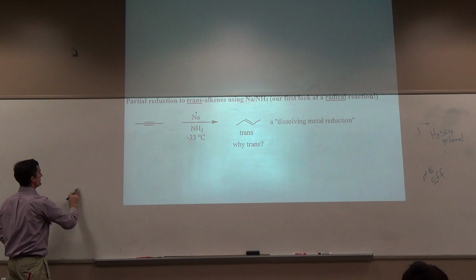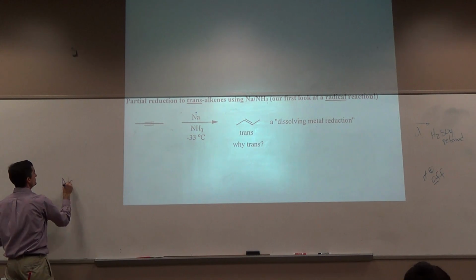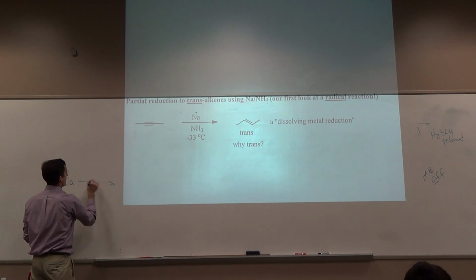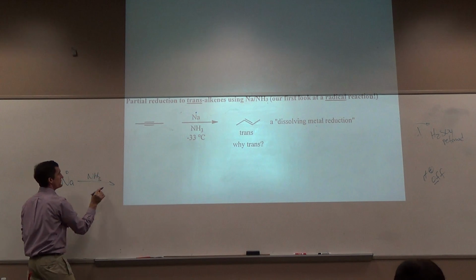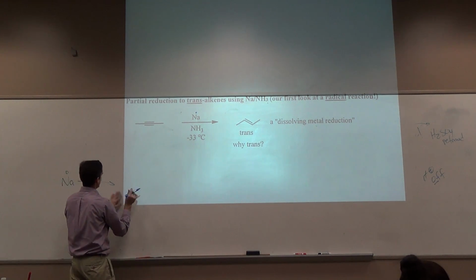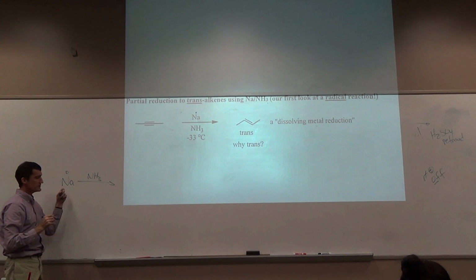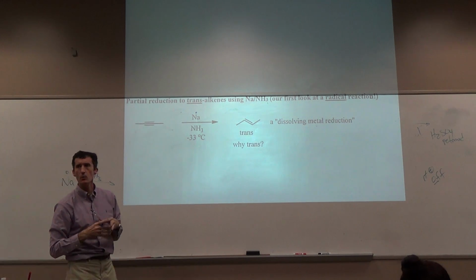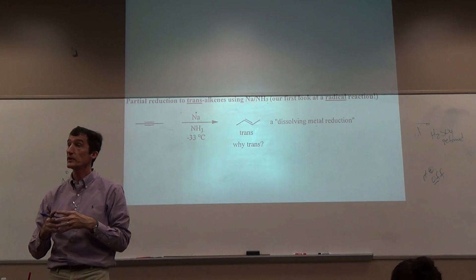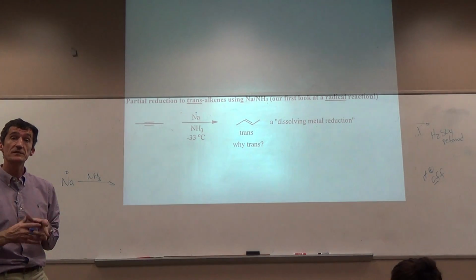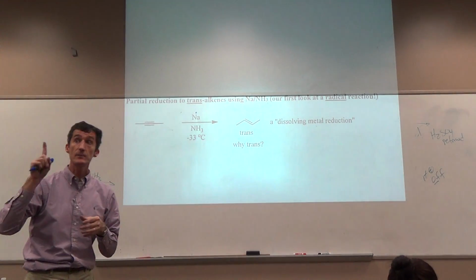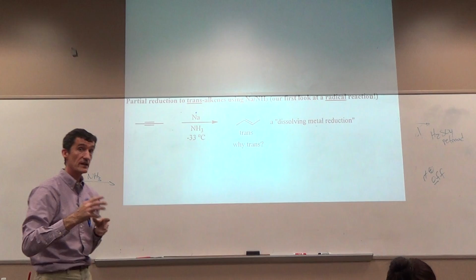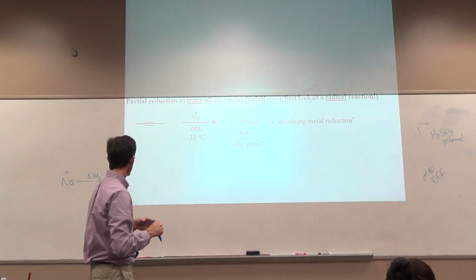It's called... put this into ammonia. You get, what does sodium like to do? It likes to become what, plus or minus? So it likes to give up what? It likes to give up one electron. It'll give that up in a lot of redox processes.